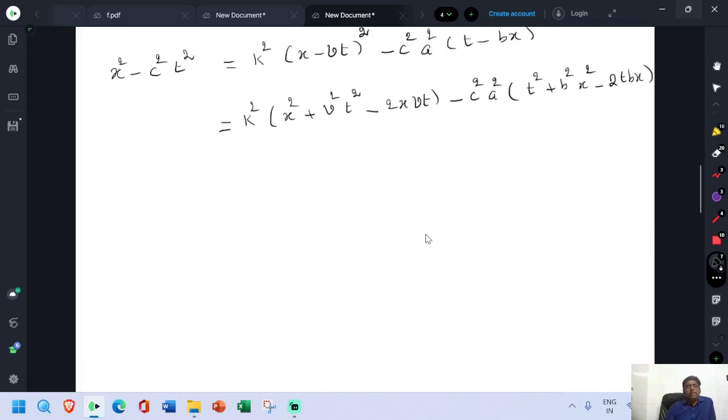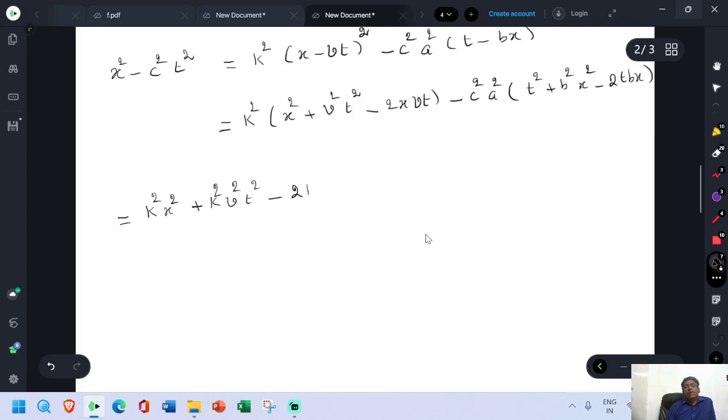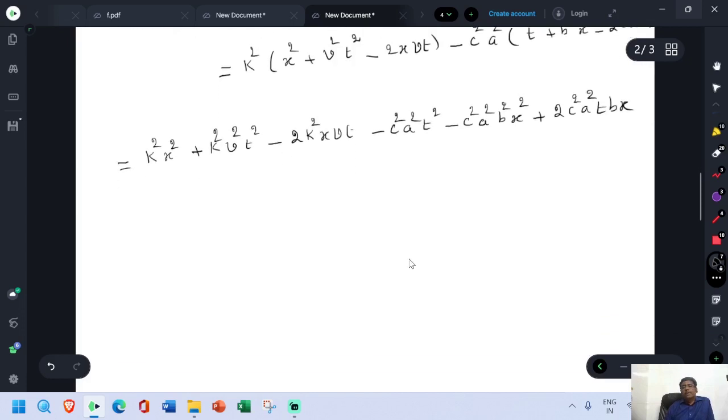Expand this. This is equal to k square x square plus k square v square t square minus 2 into k square x vt minus c square a square t square minus c square a square b square x square plus 2c square a square tb into x. Now you have to align the terms.